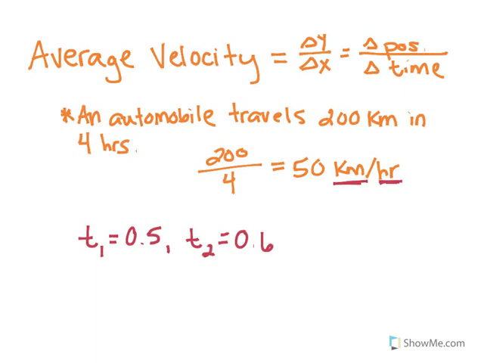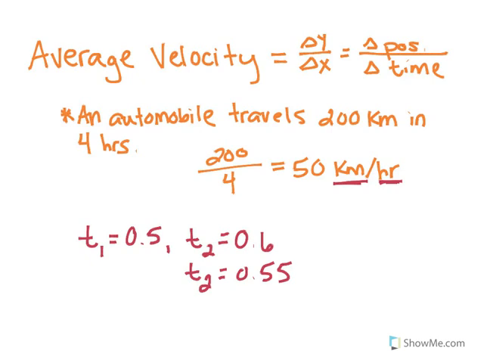Notice that those values aren't that close together, but we could make it closer. So for T2, instead of 0.6, maybe I could have it 0.55. That is, in fact, closer to 0.5, our T1. And this can continue getting as close to 0.5 as possible. The closer we can get those two values together, the more closely we approximate the instantaneous velocity.